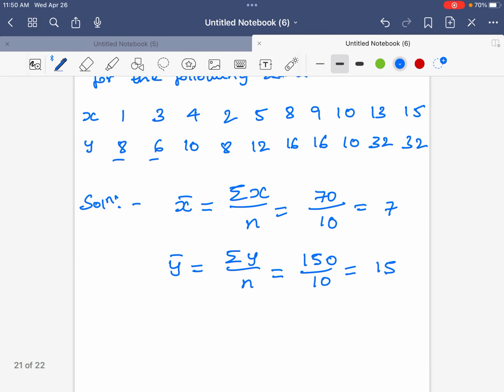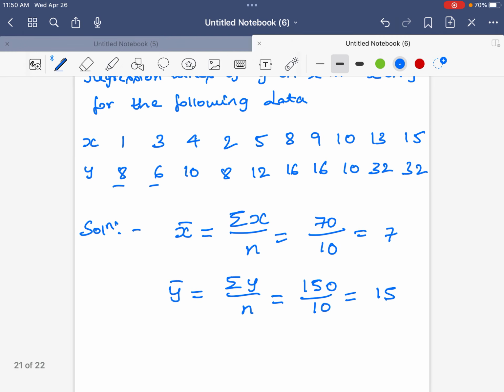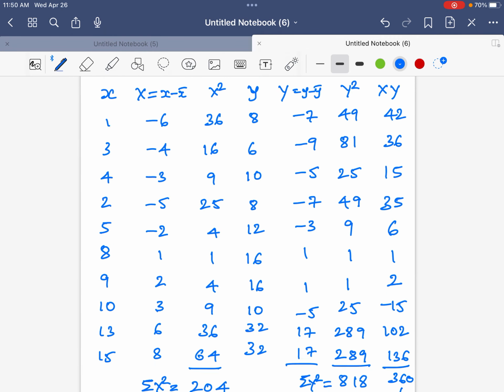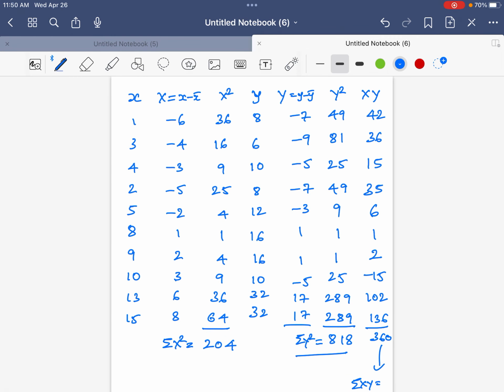Knowing the mean of the x series and the mean of the y series, we subtract the mean of x from each value of x to get capital X values. Same way, the mean of y is subtracted from each value of y to get capital Y. The table looks like this. Each value of x is subtracted from x bar, which is 7. 1 minus 7 is minus 6. Like that it is done for all the values, and each value of capital X is squared and added, and we are getting 204.